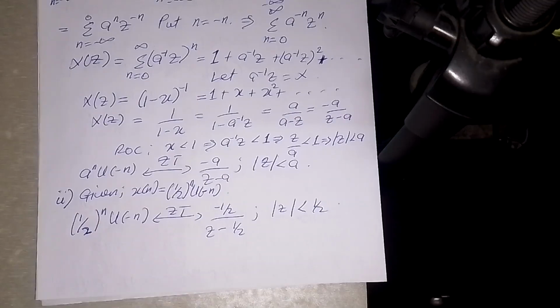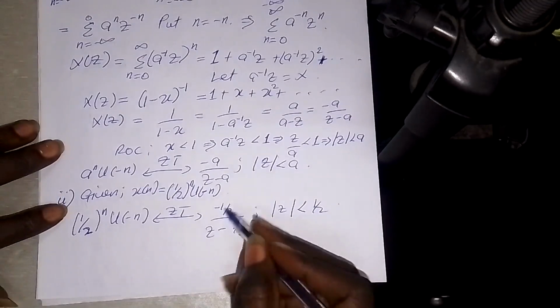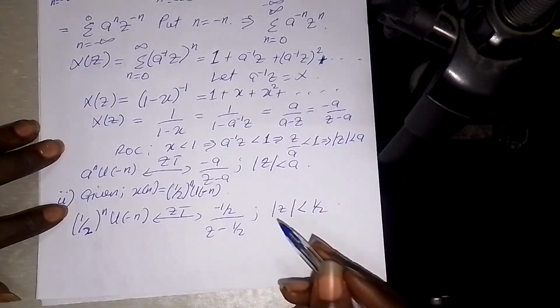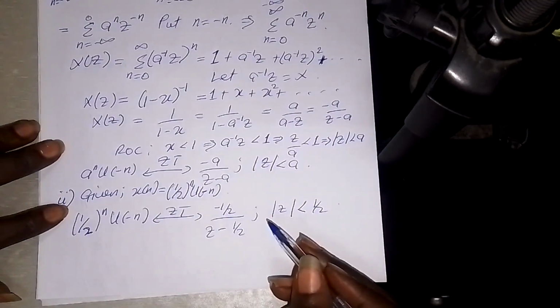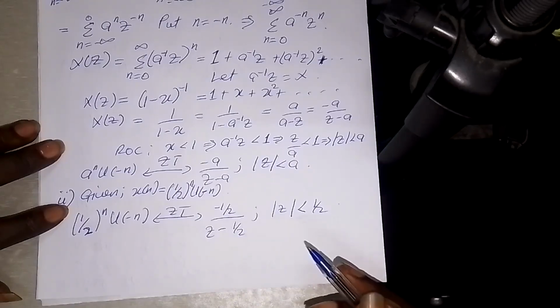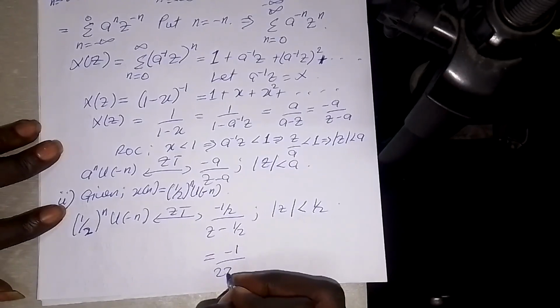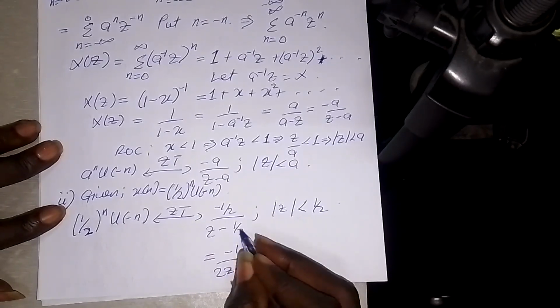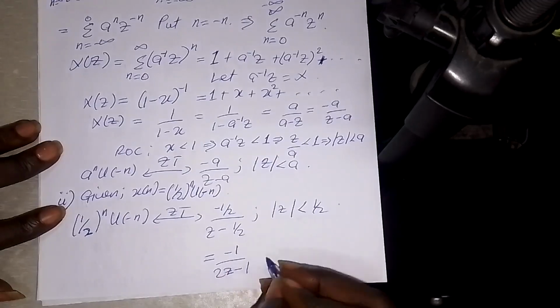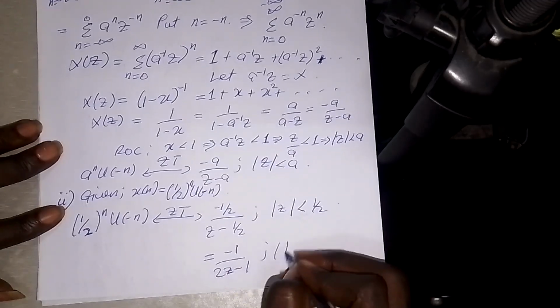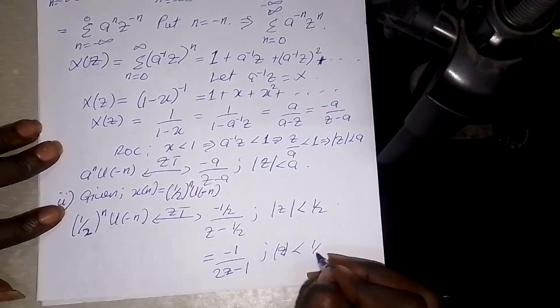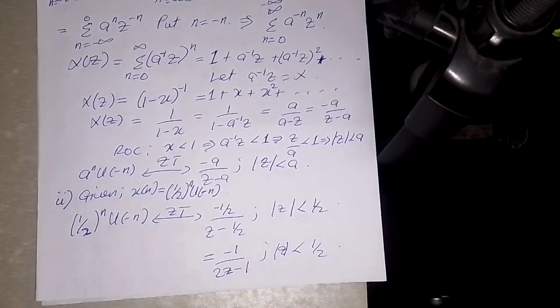Okay, so if I multiply through by 2, what do I get? Here will become minus 1, and here will become 2, and here will become minus 1. So if I multiply through by 2, I'm going to have minus 1 over 2z minus 1. My ROC will remain as it is, less than 1 over 2. So basically this is how you can solve the second aspect also.